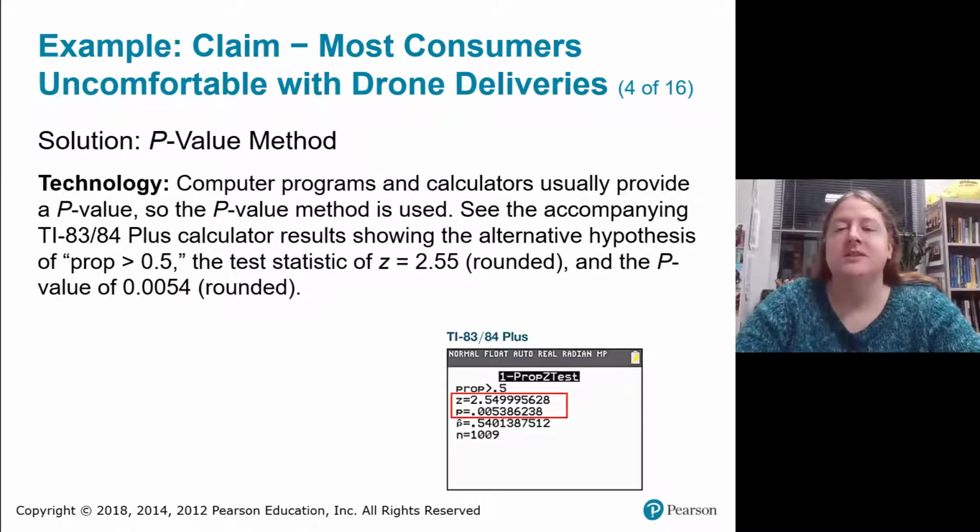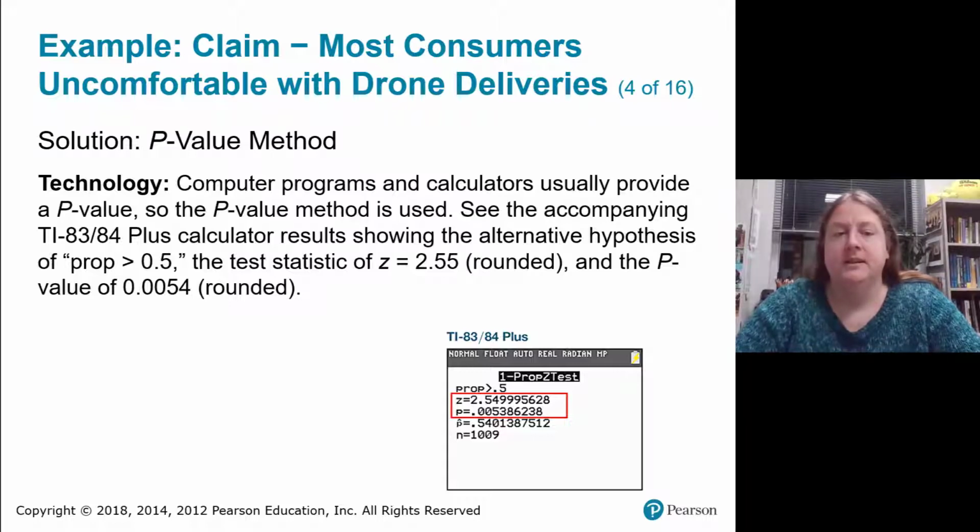So here's a solution with the p-value method using technology. If we use technology, they usually give us a p-value, which means we're going to use the p-value method. So here's a display from a TI-83 or 84 Plus calculator, and it shows us a test statistic of z is about 2.55 if we round it, and a p-value of 0.0054 if we round that.